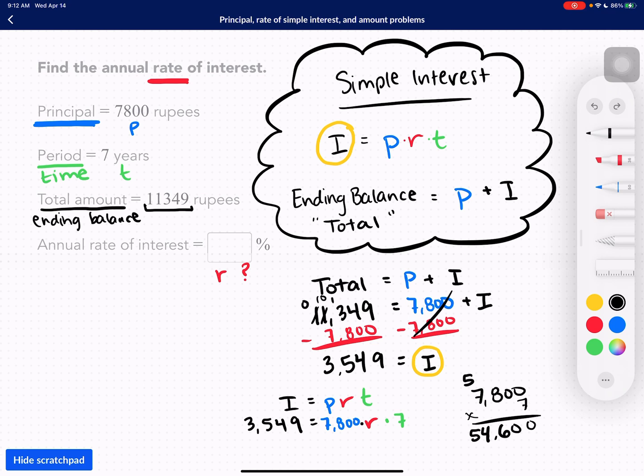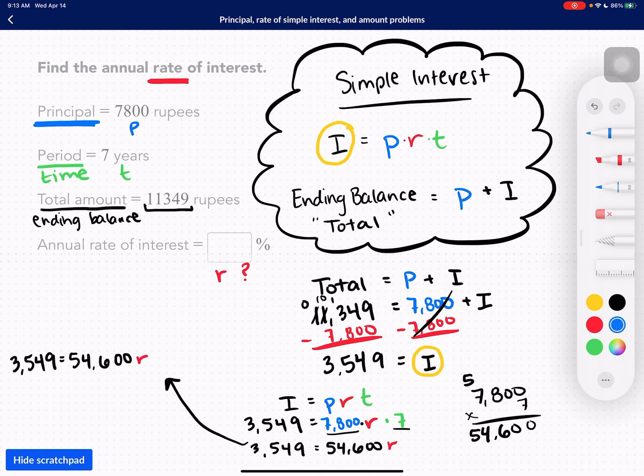So now what we end up with is once we multiply these two together, we have 3,549 equals 54,600 times the rate. So now you want to look at this and say, okay, how do I solve for the rate? How am I going to get that? Well, let me just rewrite this here so I have more room. Well, we know that 3,549 is equal to 54,600 times the rate.